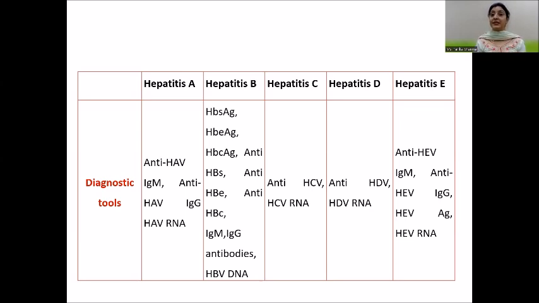The third one is hepatitis C. इसको assess करने के लिए, इसको diagnose करने के लिए we go for anti-HCV testing and HCV RNA testing. For the assessment of hepatitis D, we go for anti-HDV testing and HDV RNA testing. And for the diagnosis of hepatitis E, we go for anti-HEV IgM, anti-HEV IgG, they are the antibodies. Then your HEV antigen and HEV RNA, that is your viral load. So these are the diagnostic tools with which we can diagnose hepatitis A, B, C, D, and E respectively.